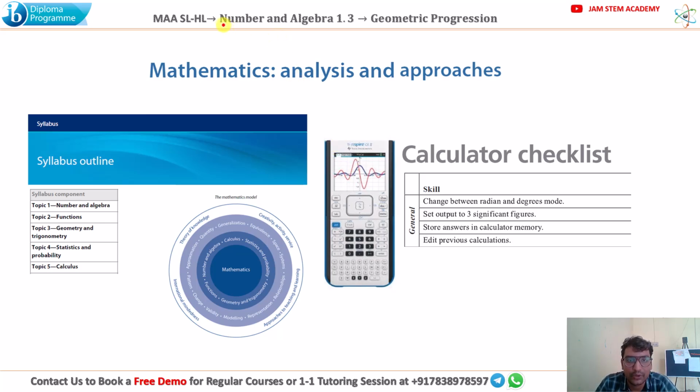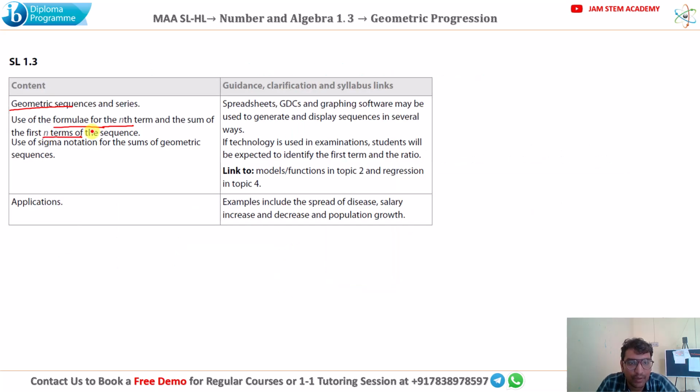Today we are going to talk about topic 1, number and algebra, subtopic 1.3, geometric progression or geometric sequences. These are the subtopics that we are going to cover today: geometric sequences and series, the use of the general term formula and the sum of n terms formula, then sigma notation, and also some applications of geometric progression in spread of disease, salary increase or decrease, or population growth related problems.